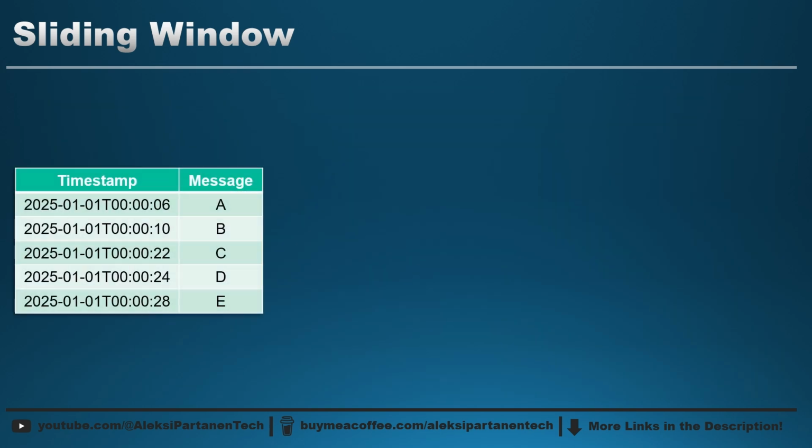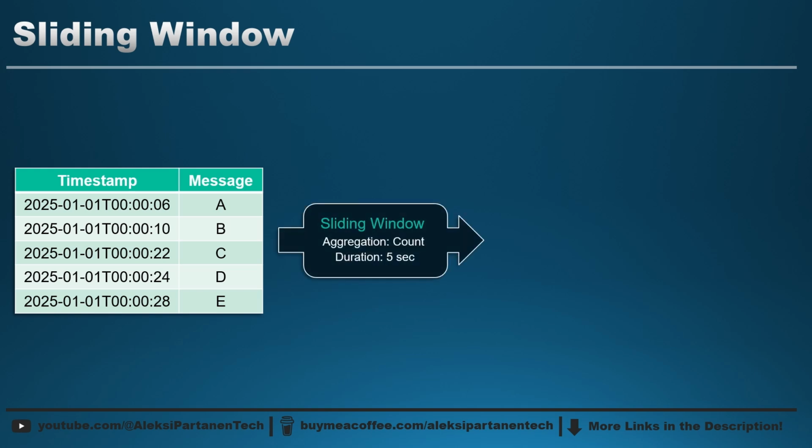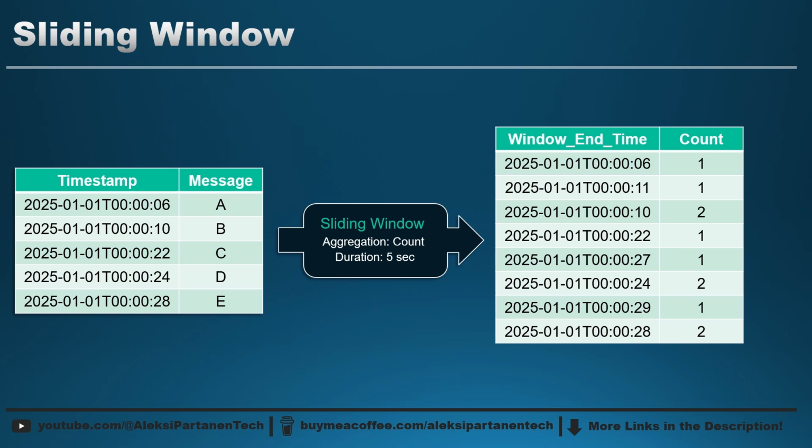Here we have our input with the same events that we had on the previous slide, and then we have the same sliding window configuration and the same output. And like we went through, the first window is triggered by message A, so that window will end at the same time message A is received.